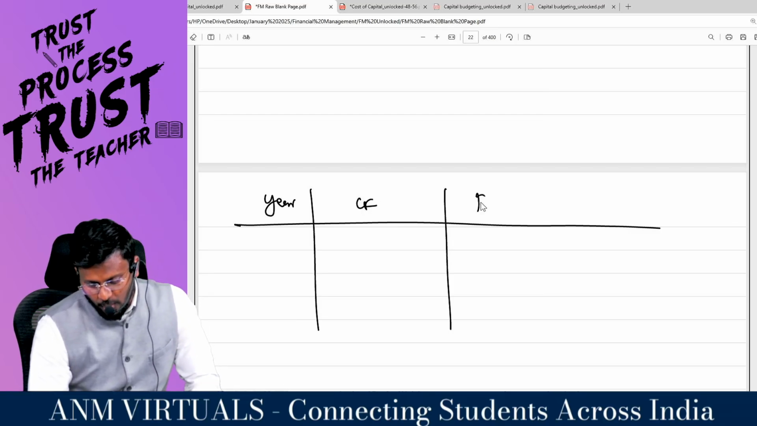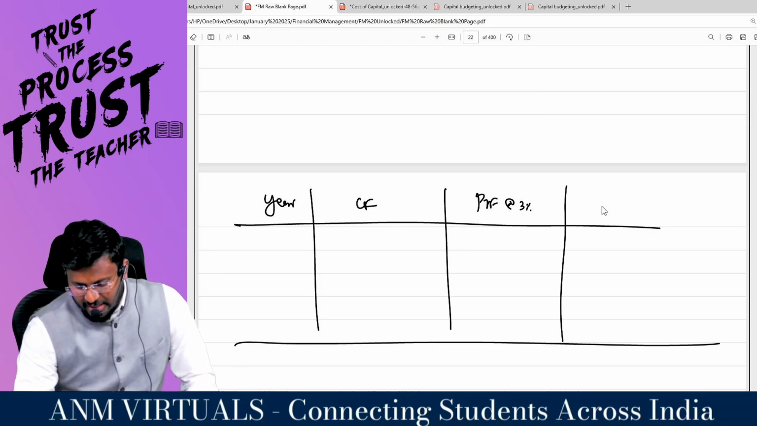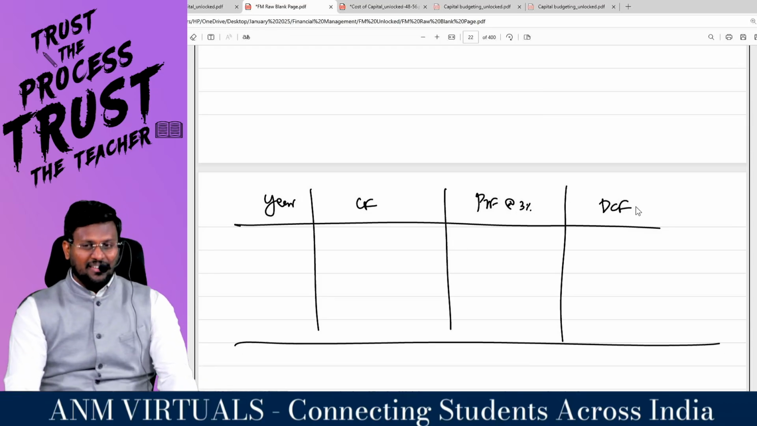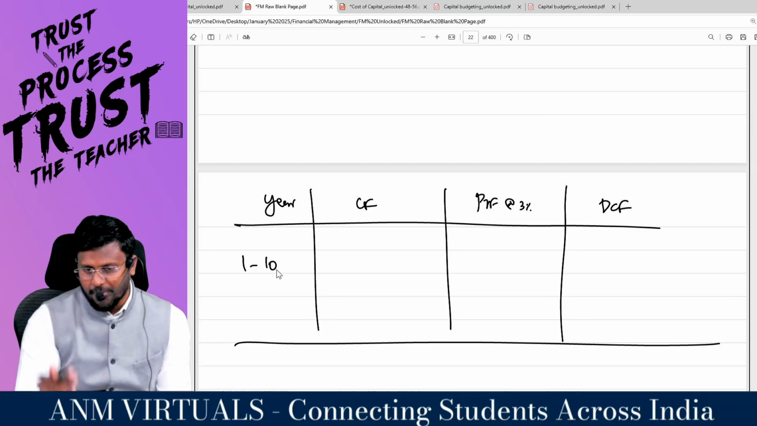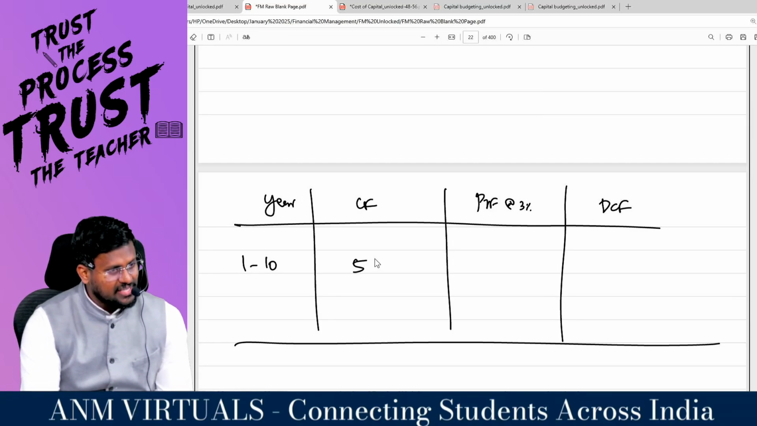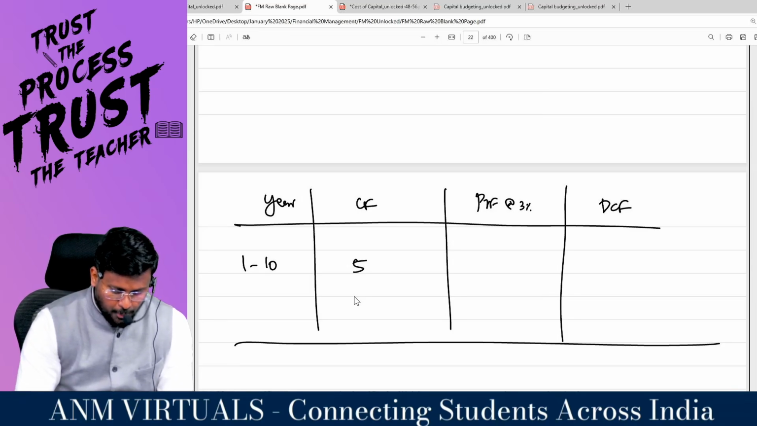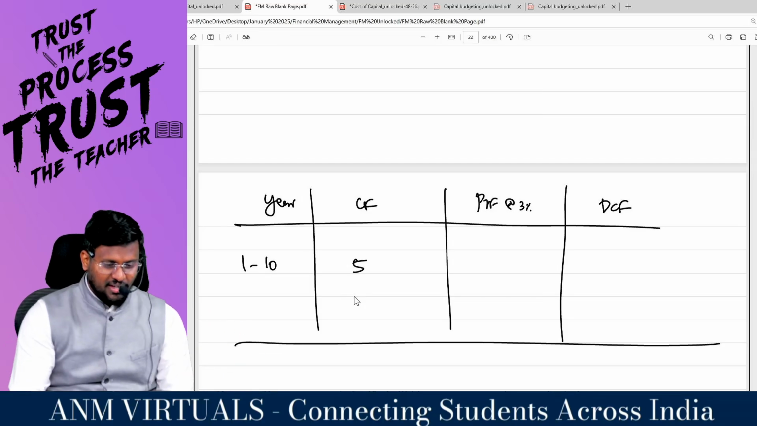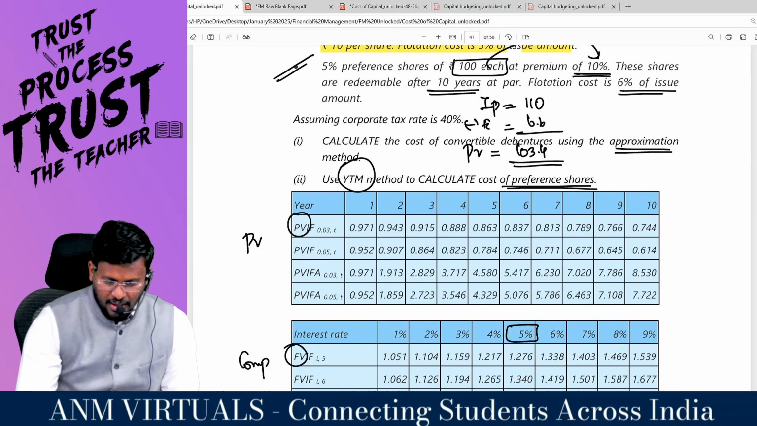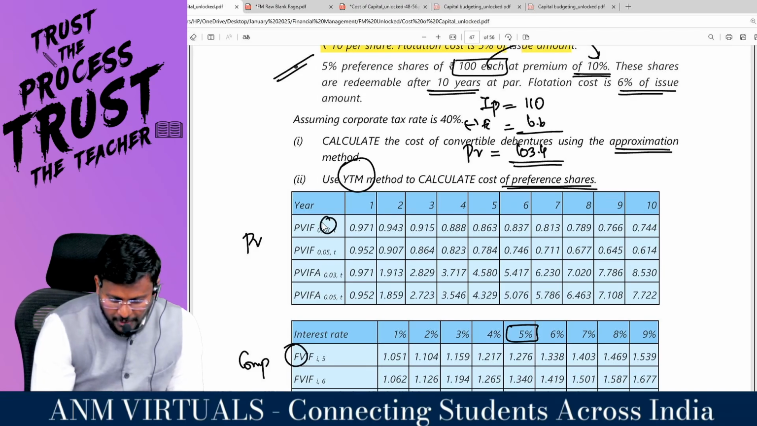Year. Then what? Cash flow. Present value factor at 3%. Then, discounted cash flow. Year, sir, 1 to how many years? 10 years. What is the preference dividend? 5 rupees. Right, sir? Present value factor at 3% you have to put. 1 divided by 1.03 is already given in the question. Very good. Then use that. Present value factor for how many years? 10 years at 3%.